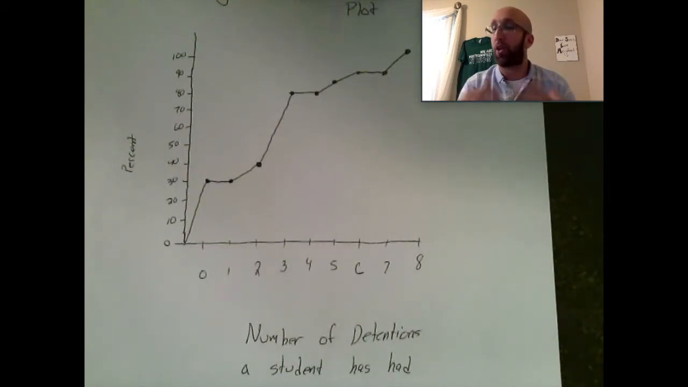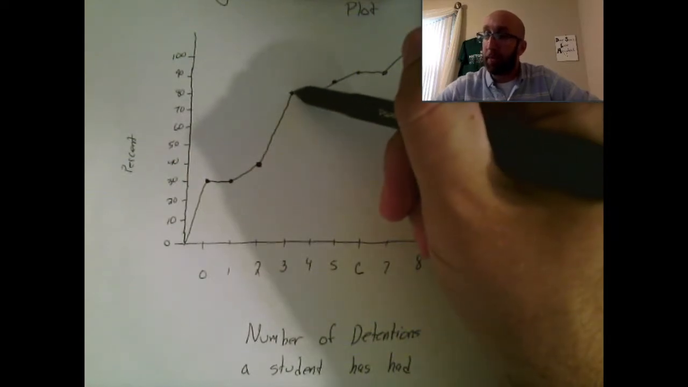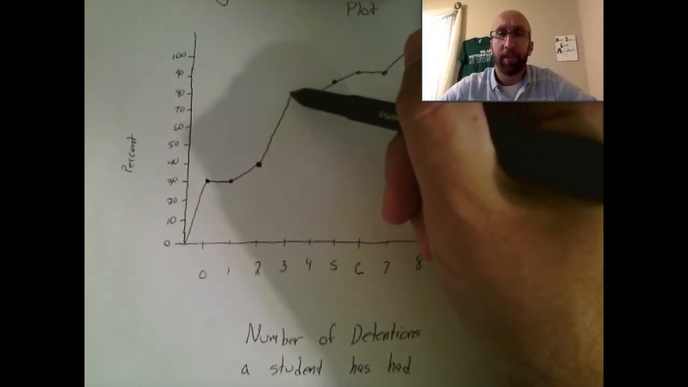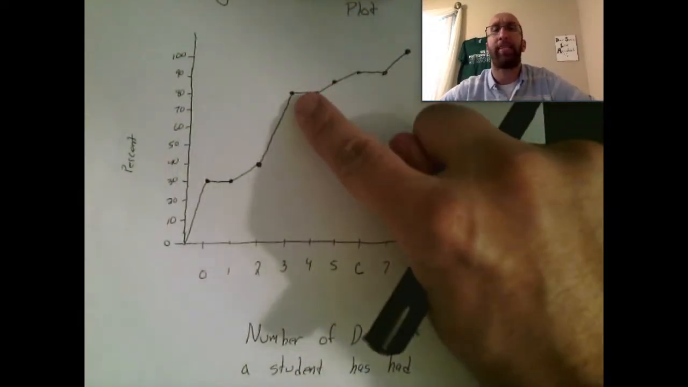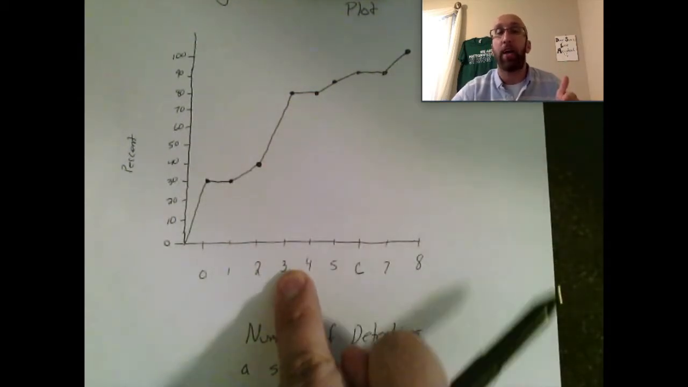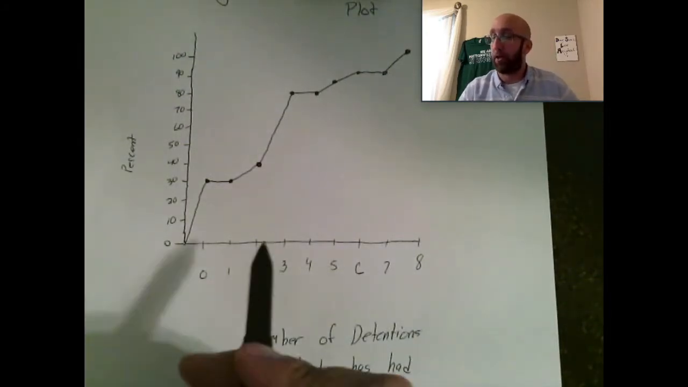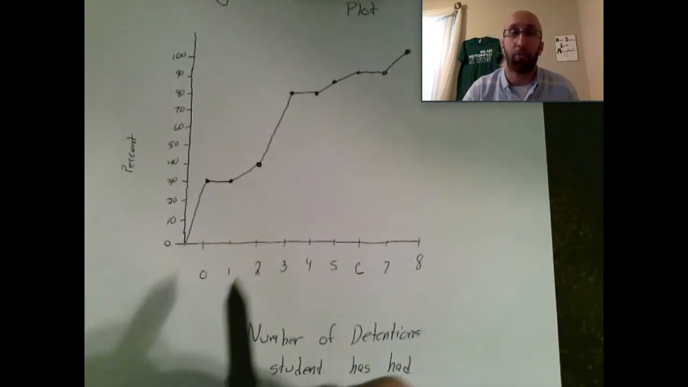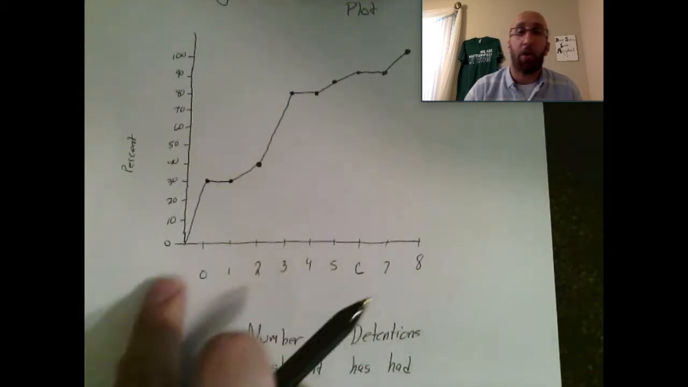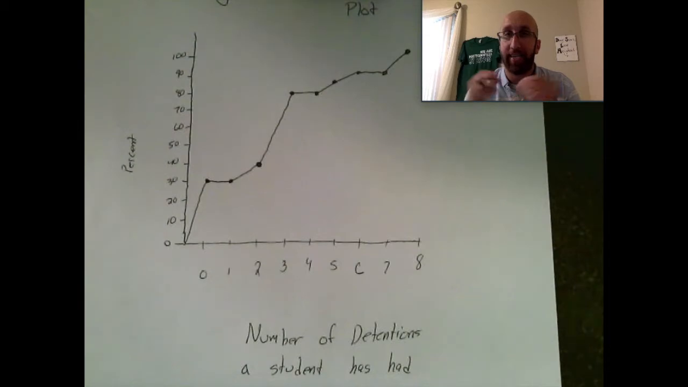So here's where the cumulative relative frequency plot comes in. When we look at 80% of our data at 3, what this means is 80% of my data set has had 3 or less detentions. If I counted up how many total data points I have at 0 detentions, 1, 2, 3, and added all of them up, it would account for 80% of my data.